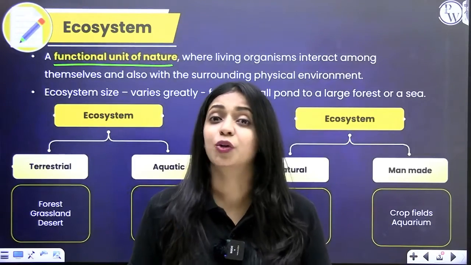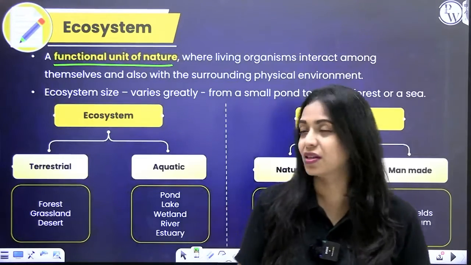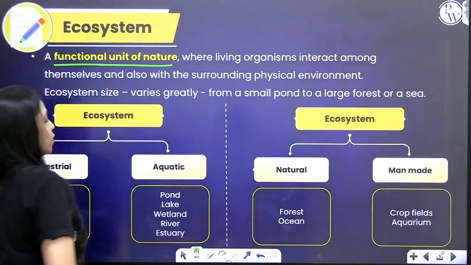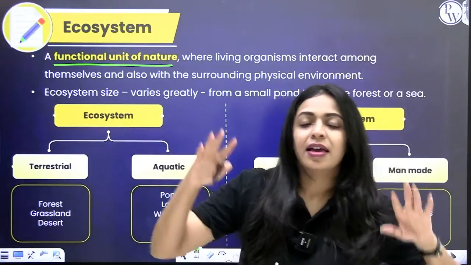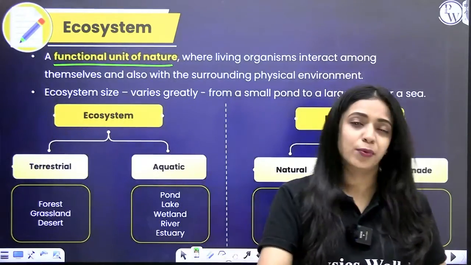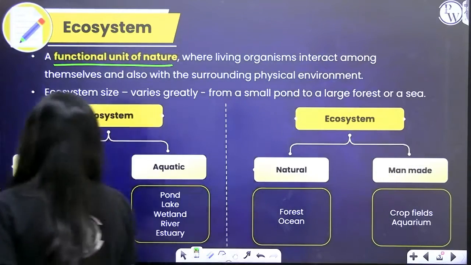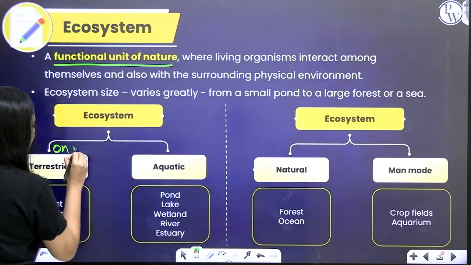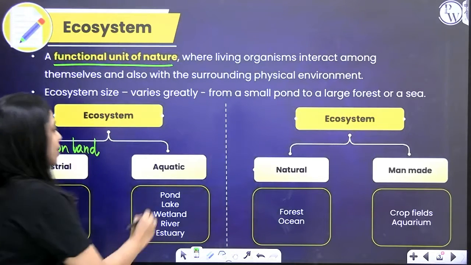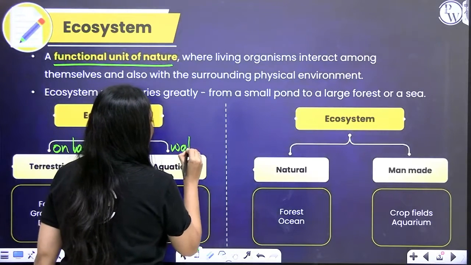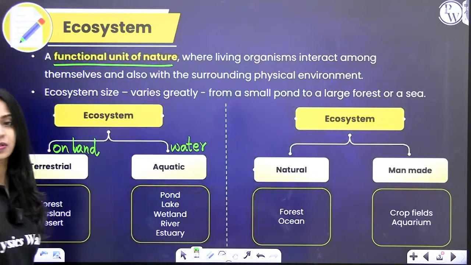And we have different ways of classifying ecosystems. One of the ways in which you can classify ecosystems is based on where that ecosystem is present. Is it on land or is it inside water? If it's on land, we call it terrestrial ecosystem. If it is in water, we call it aquatic ecosystem.